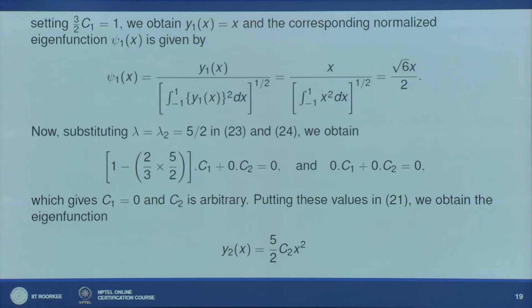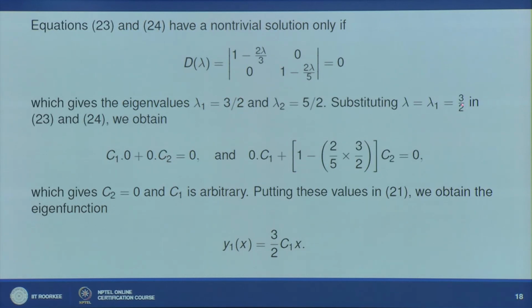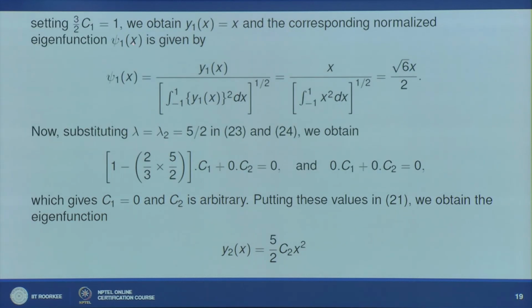So we can say that y1(x) = x is the eigenfunction corresponding to lambda 1 equal to 3/2. Similarly, we can find the eigenfunction corresponding to 5/2, but we need normalized eigenfunctions. So first let us normalize this y1(x).